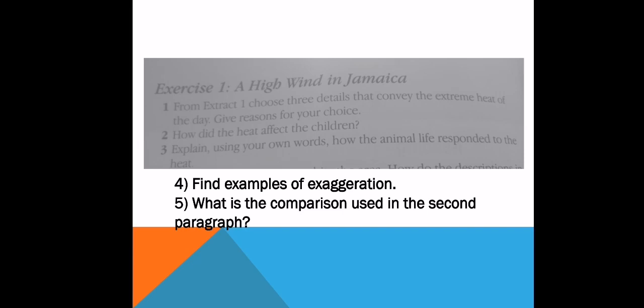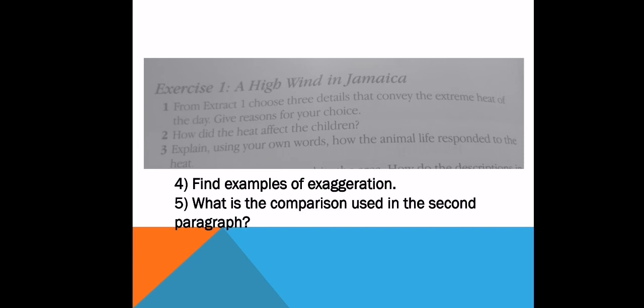Number 2, how did the heat affect the children? I think this is very straightforward. I want you to select 3 quotes from the text surrounded by quotation marks. Okay, and number 3, this is the only question where you're going to explain in your own words. So, in your own words, explain how the animal life responded to the heat. So, how did the heat affect the animals? We have lots of examples of that in the text.